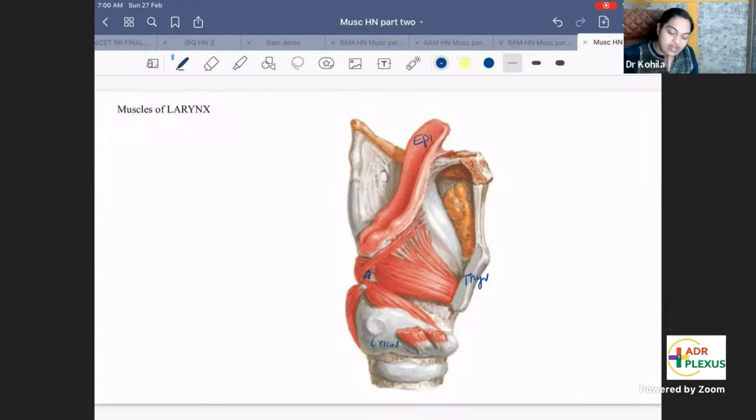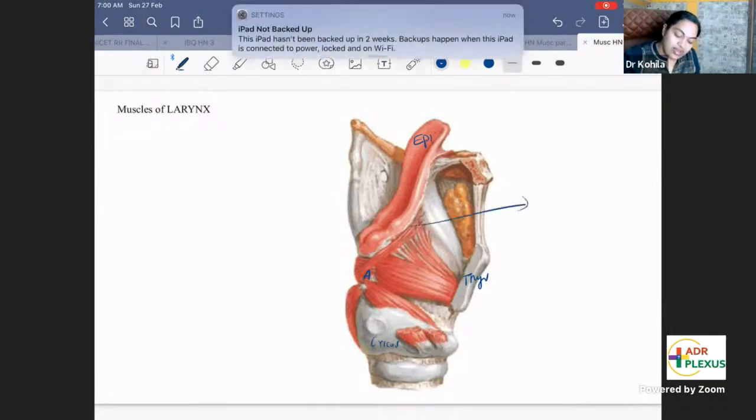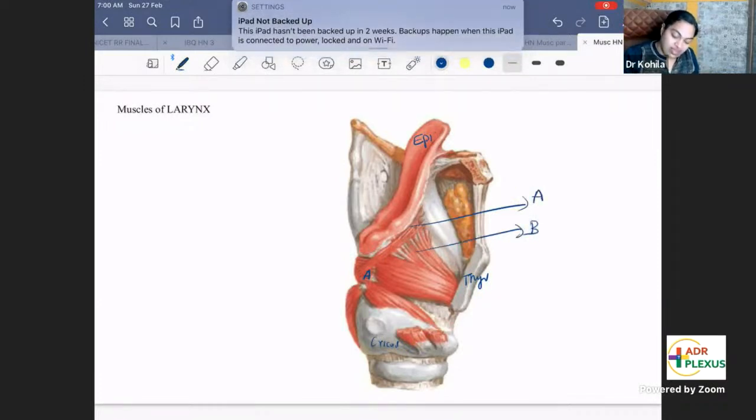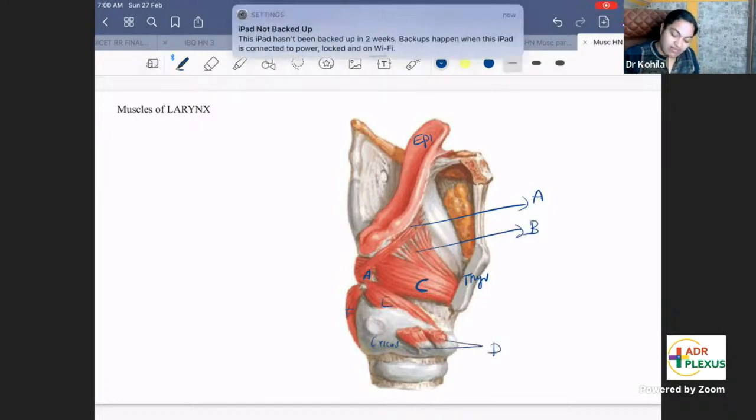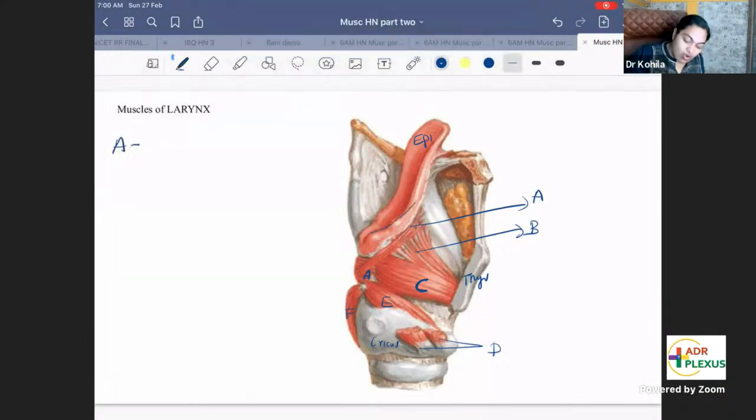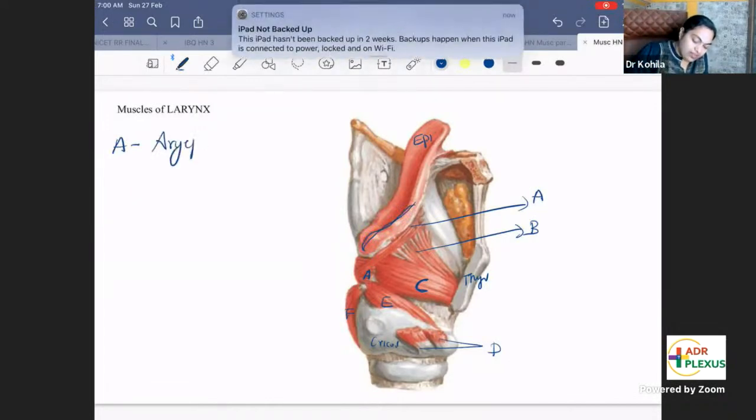Now coming to the muscles here, this one, can you tell me what it is? I'll mark it first. A, B, C, these are D, E, and F. So what is A? Where do you get to see A? In the Ari epiglottic fold. Okay, very good. Ari epiglotticus.